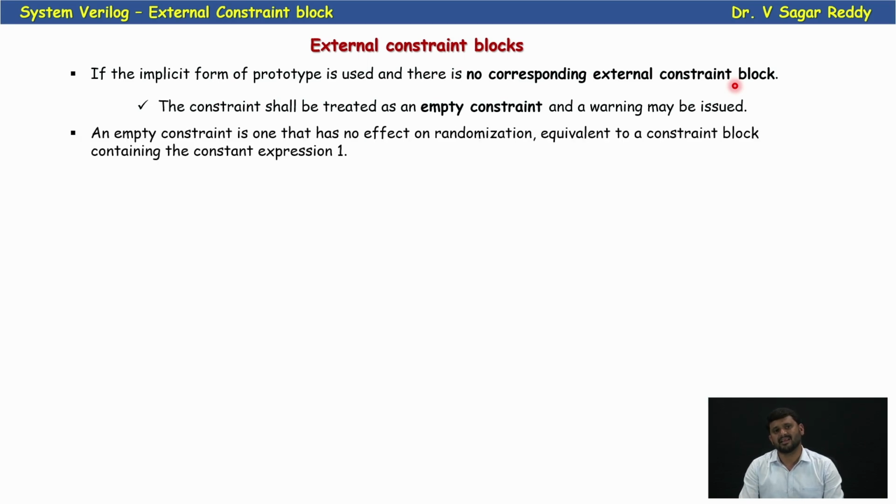So what does empty constraint mean? An empty constraint is one that has no effect on randomization, equivalent to a constraint block containing the constant expression 1. So for example, if I declare my prototype of constraint as implicit, there is no need for any external constraint block outside of the class. In that case, there is no corresponding external constraint block, so it is treated as an empty constraint.